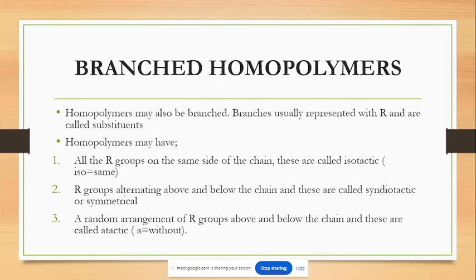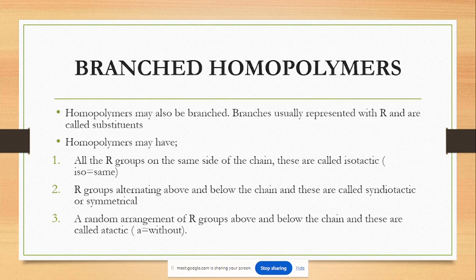Okay, now the homopolymers may be linear or may be branched. So let us look at the branched homopolymers. Homopolymers may also be branched. Branches are usually represented with R and are usually called substituents. Okay, so the homopolymers have substituents which are represented by the letter R. I think this is not the first time we're meeting this letter R representing a substituent.